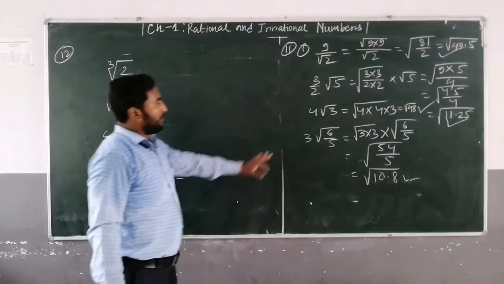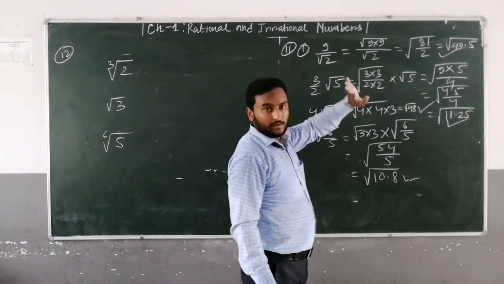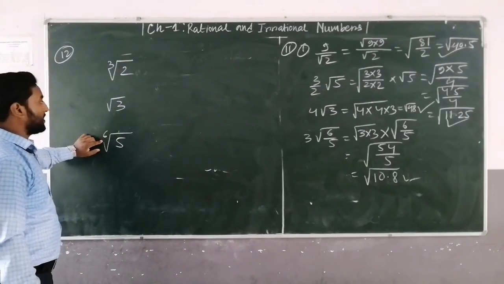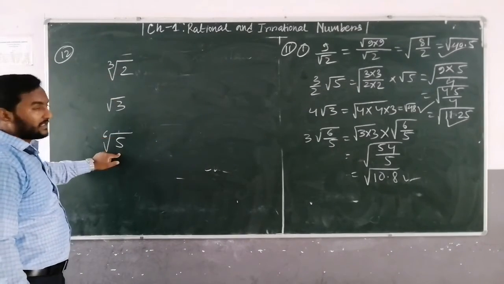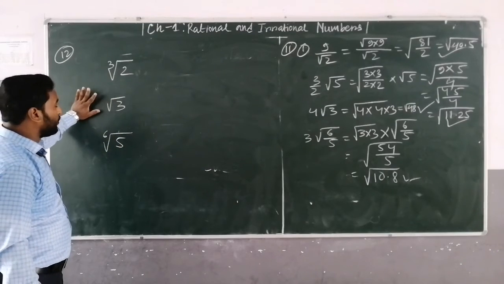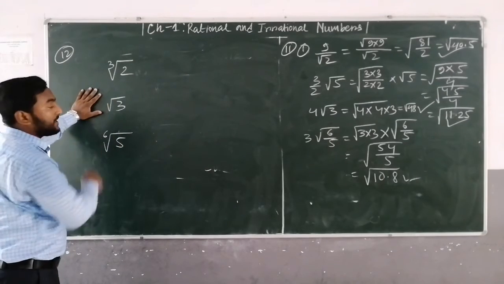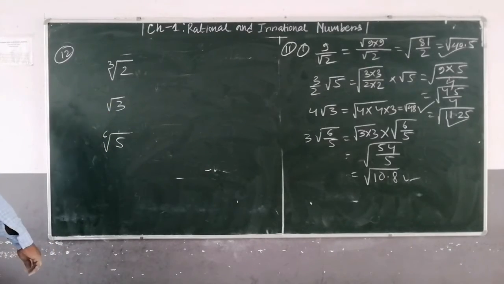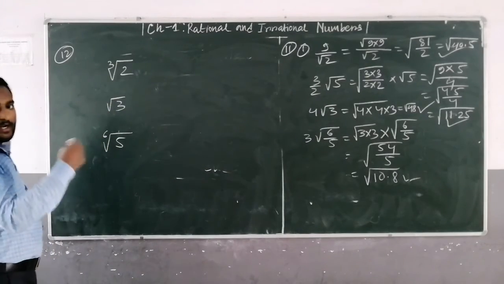See this, here only square root was there. The root was the same, but here it is cube root, here it is square root, here is 6th root, and 2, 3, 5 is there. Okay, in this case what you will do, you will equate the power, then you can compare them. What you have to do is arrange the numbers in ascending order from smaller to greater.